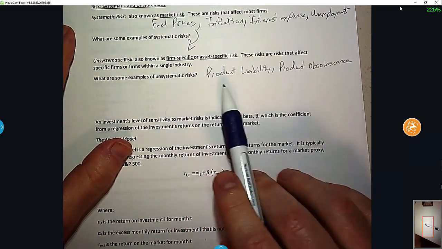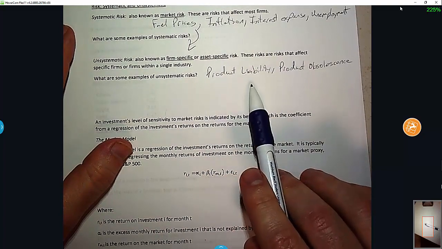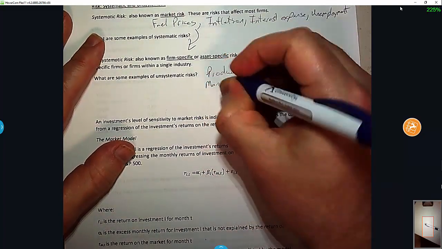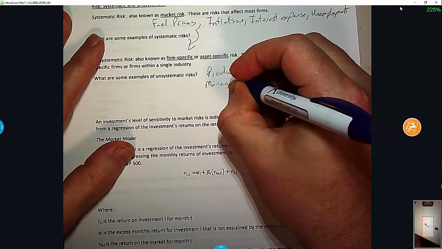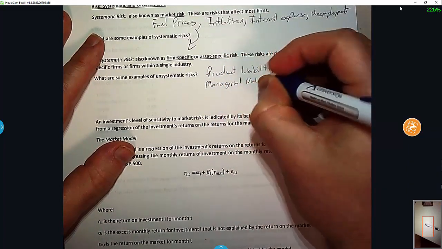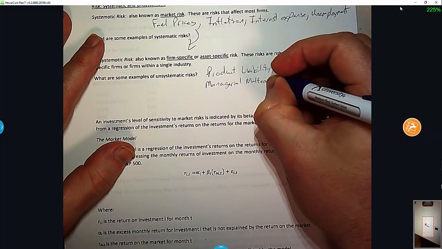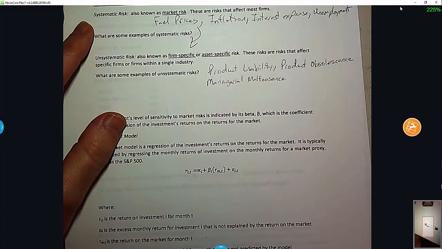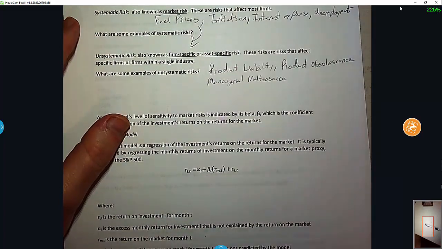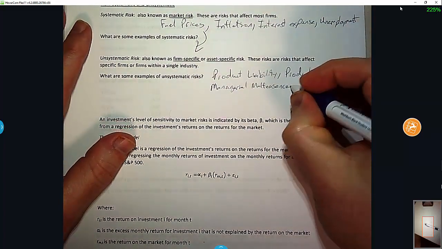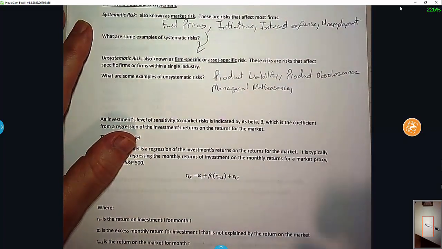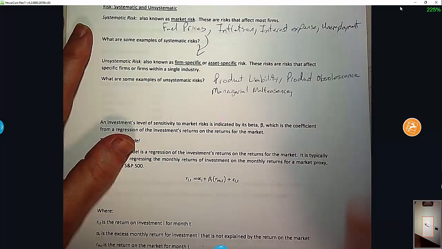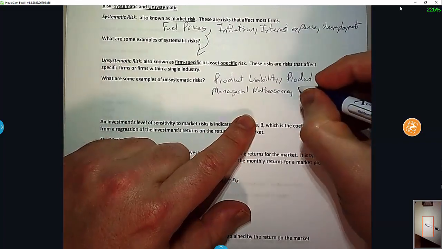So some examples of firm-specific or unsystematic risk are product liability, product obsolescence, managerial malfeasance, and I think I spelled that right. I don't have a spell check on my pen here. In other words, managers doing bad things. And one more example of this is regulations.